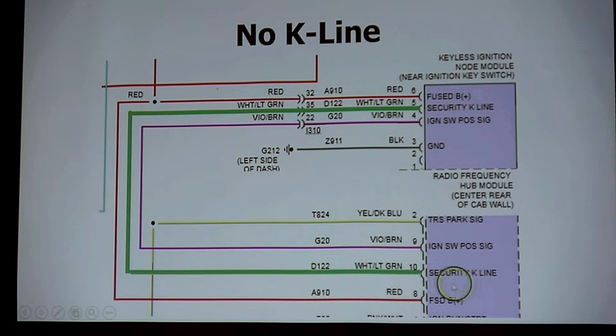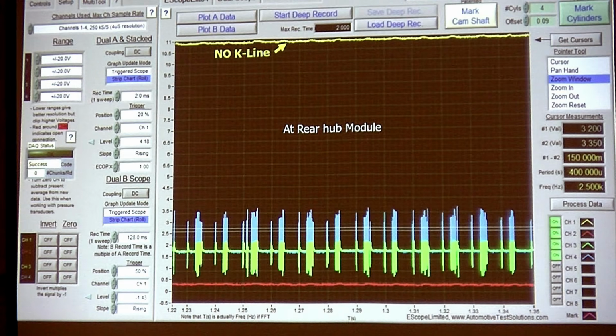I come down here and here's my security K-line right here. Got the seat out. So now we're going to check this. I'm going to check powers, grounds, and signals. Isn't that what you got to have? Power, ground, and signal. Okay, I have no K line. Now let's look at that. What is that signal right there?